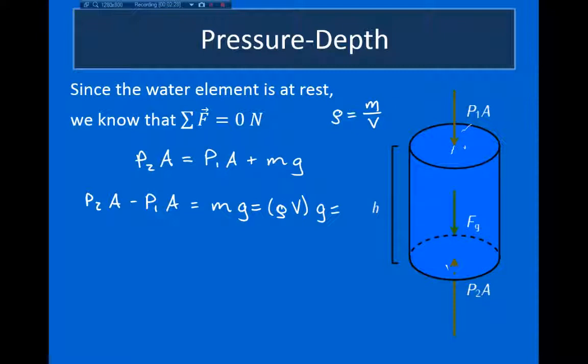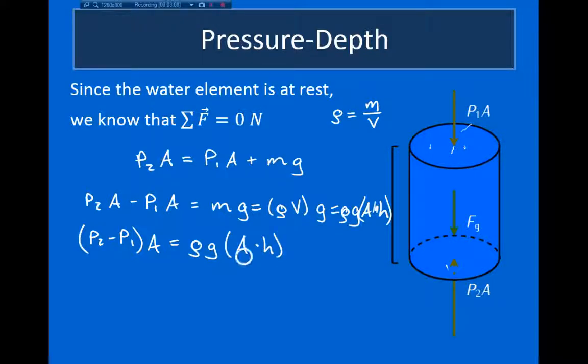Now let me rewrite this a little bit. I could write this as rho G times volume. I'm running out of room here, but if we think about the volume, we have this area up here and the water has a height h. So the volume is equal to the area times the height. Now I want to rewrite this left side a little bit. This is P2 minus P1 times A. Here I've just factored out the area because it's the same for both of them. And that's going to be equal to rho G times the area times the height. Right? So it's rho G times the volume.